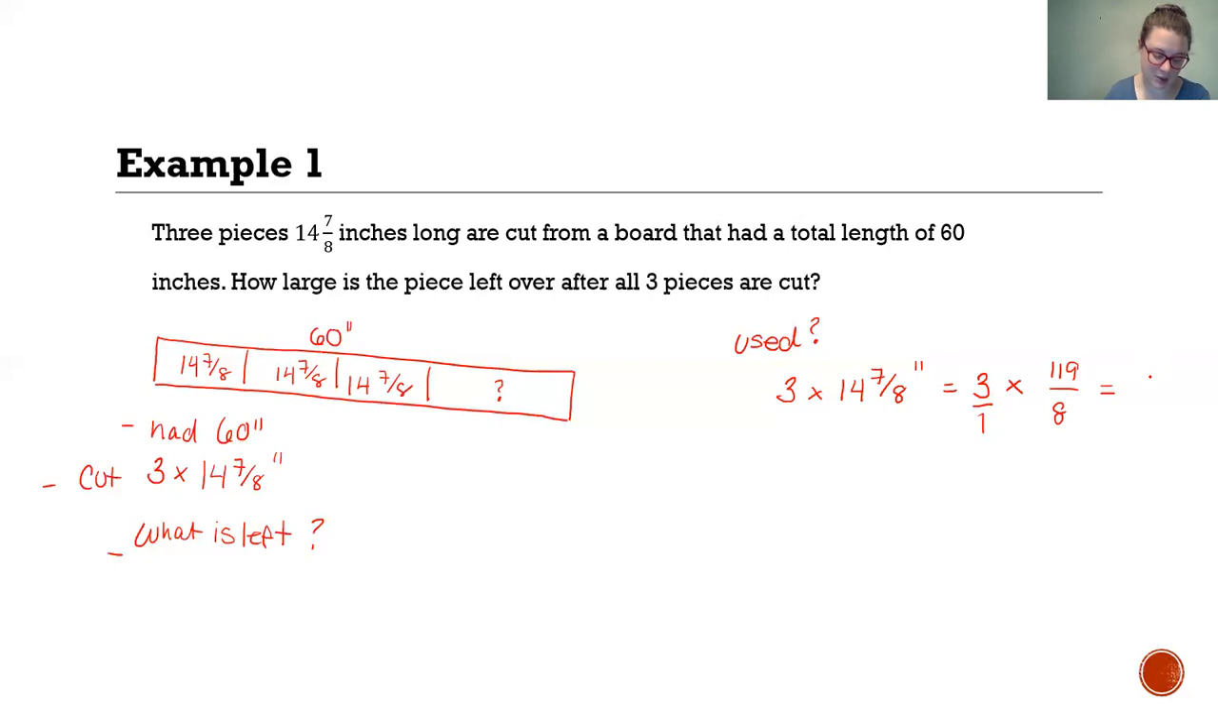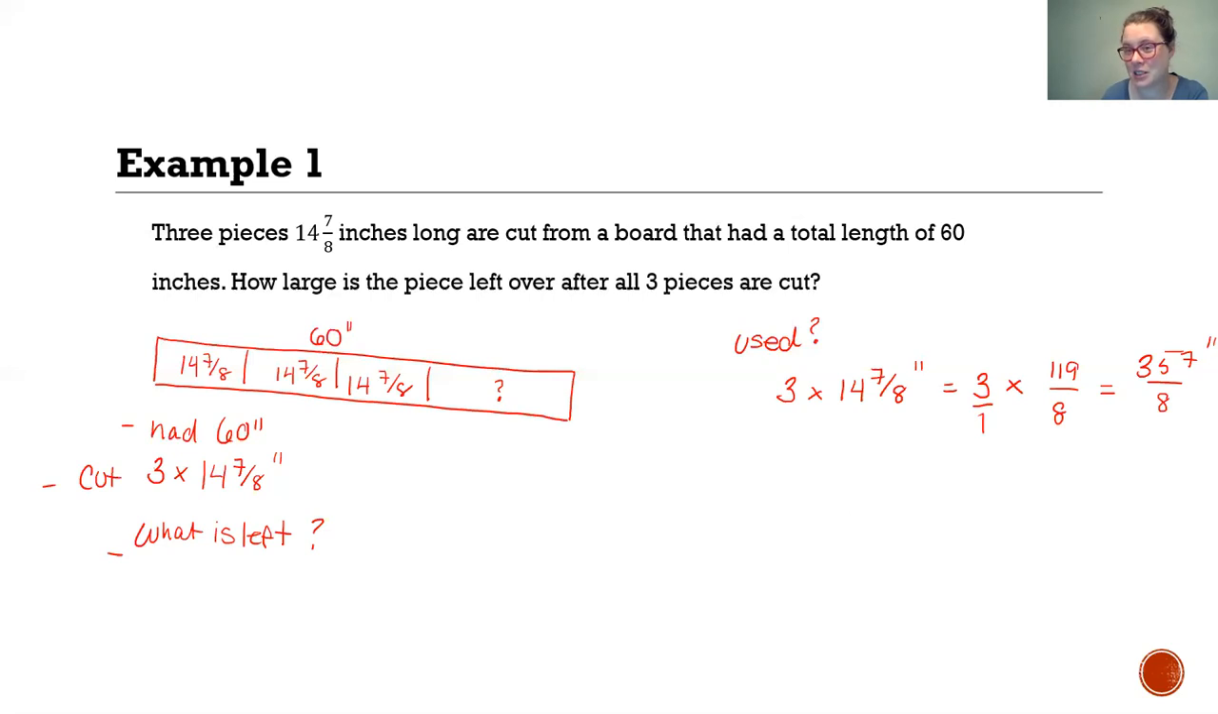Multiplying those together, 119 times 3 leaves us with 357 eighths. Now, this is a terrible way to do inches. If you can imagine somebody giving you that for a measurement, it doesn't look very nice.